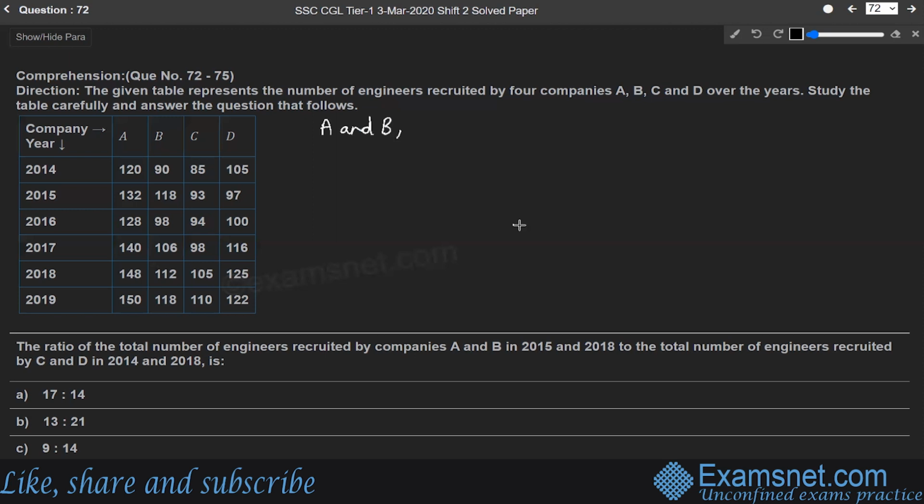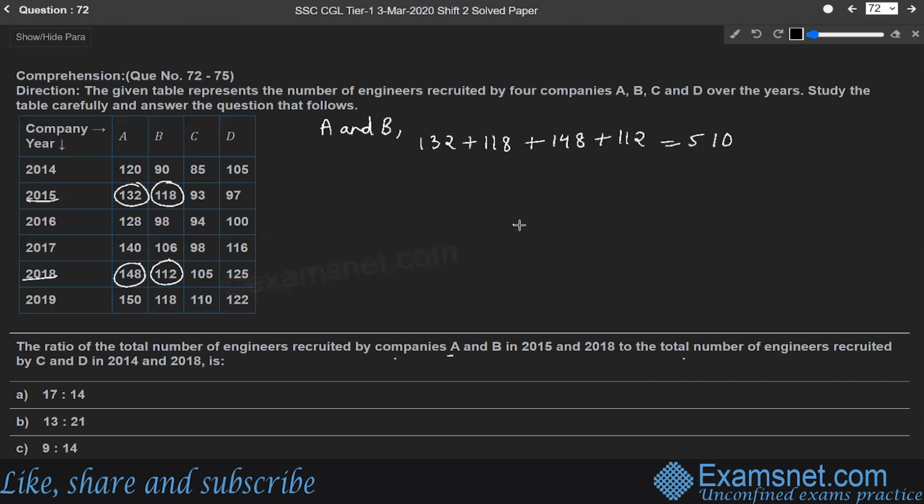the total number of engineers in the year 2015 is 132 and 118, means 132 plus 118. And the number of engineers recruited by A and B in the year 2018 are 148 and 112. So plus 148 plus 112. So its total will be equals to 510.